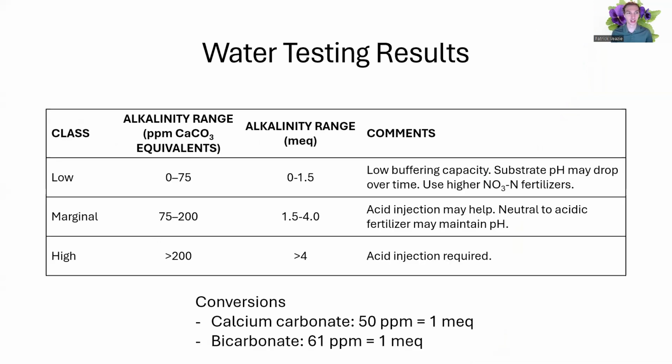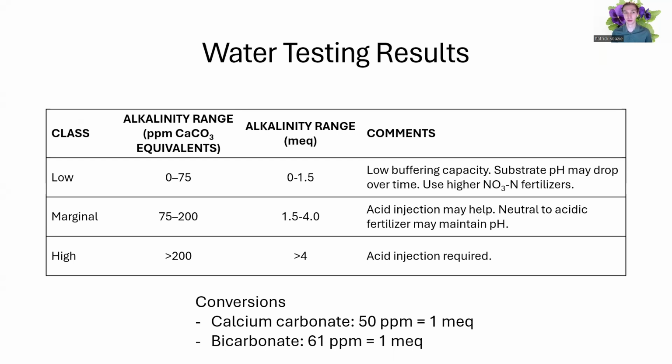So looking at your water testing results, they can be reported in a variety of ways. They can be reported in calcium carbonate equivalents or milliequivalents or bicarbonates. If we convert all of that into milliequivalents, we can look at it all in the same field, but understanding what your lab is going to report back to you matters in terms of looking at different recommendations in order to correct that. It can kind of be broken down into low, marginal, and high.